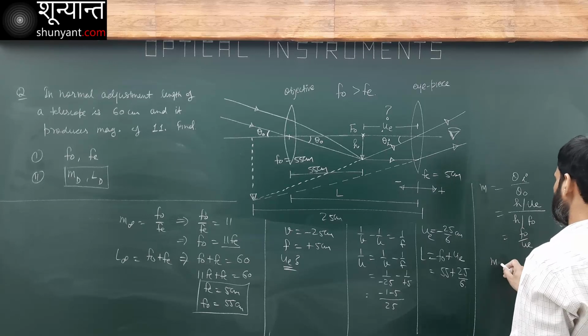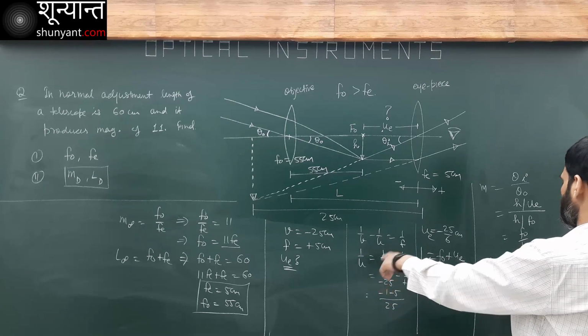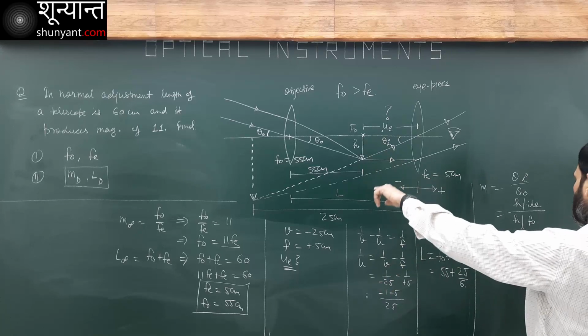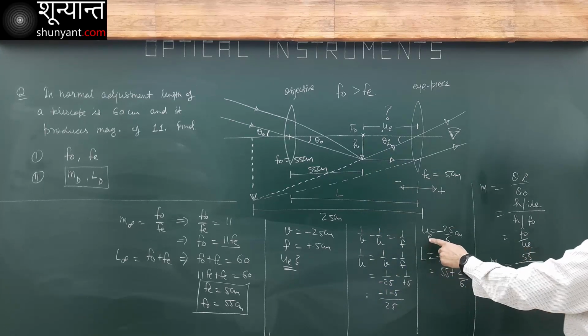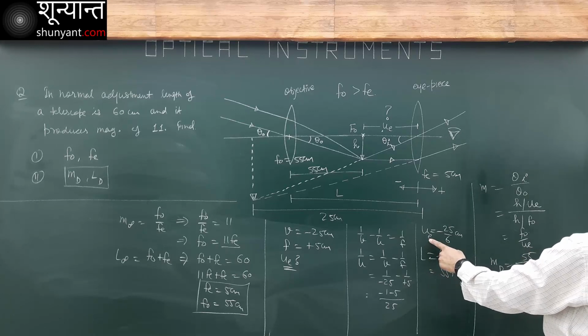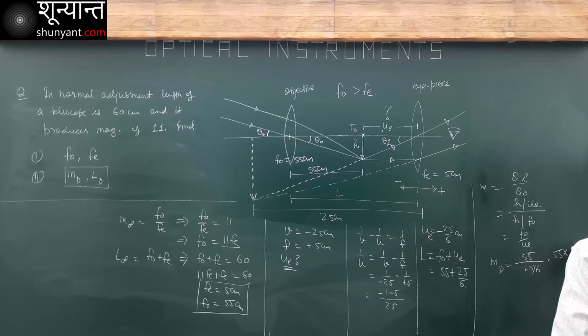So what is magnification in this case that we are calculating? fo is given 55 over ue. This is ue, 25 over 6. So 55 and 6 and 25. So 5 and 11. Okay, so this is 66 over 5. This becomes 12.5.